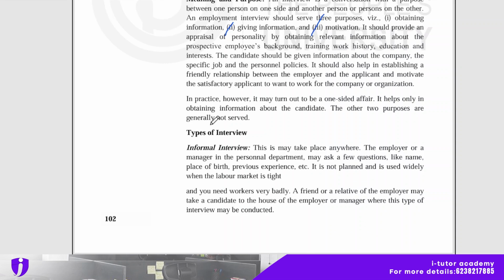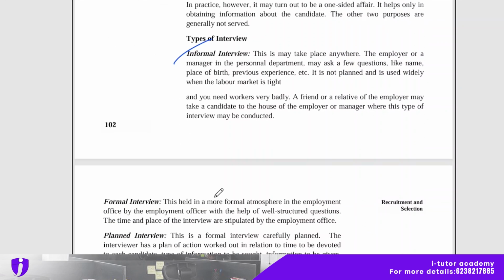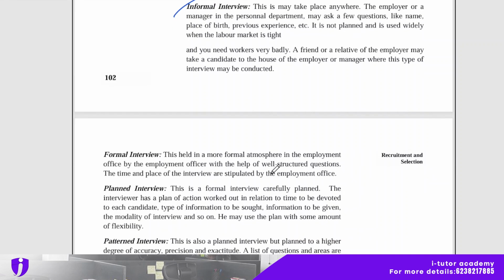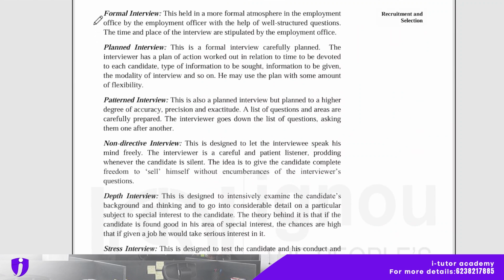And the types of interview. Informal interview: this may take place anywhere. The employer or a manager in the personnel department may ask a few questions like name, place of birth, previous experience, etc. It is not planned and is used widely when the labor market is tight and you need workers very badly. A friend or a relative of the employer may take a candidate to the house of the employer or manager where this type of interview may be conducted. And next is formal interview.